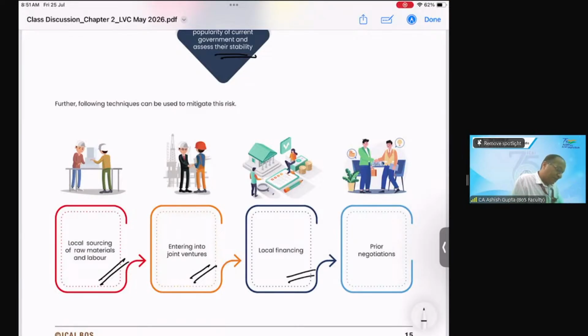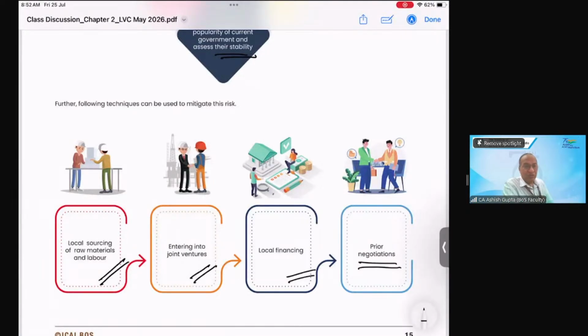Then there is prior negotiation, which is also commonly used. In the case of a government, it is agreed that if government action such as expropriation is taken, the government will compensate them. So all these agreements are entered into with the government, so that in future, if any problem comes, they get compensation for the same. And even sometimes they also use insurance.